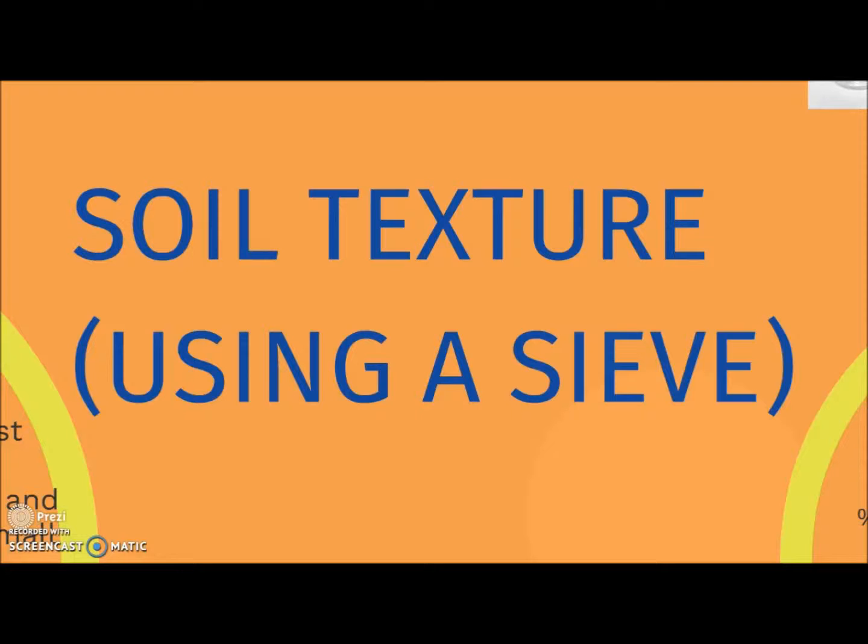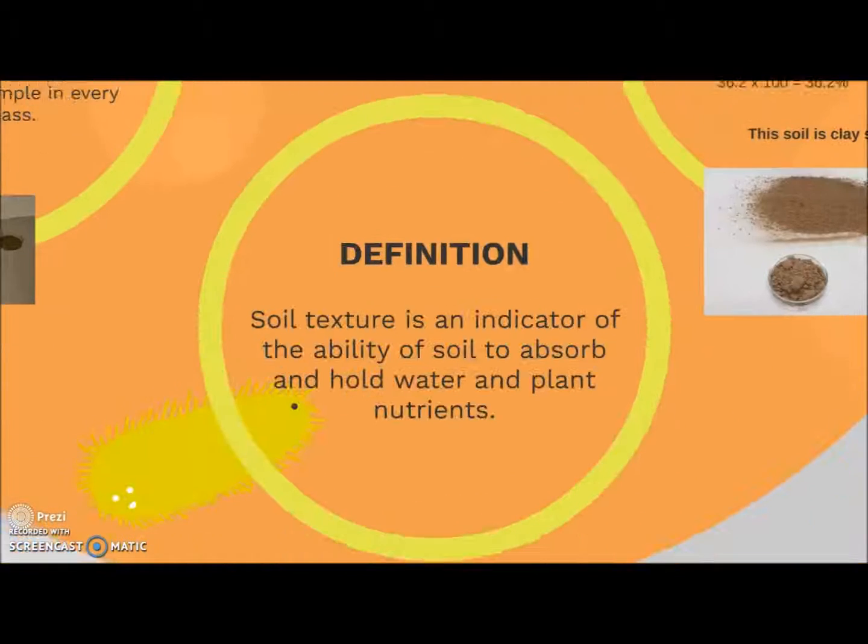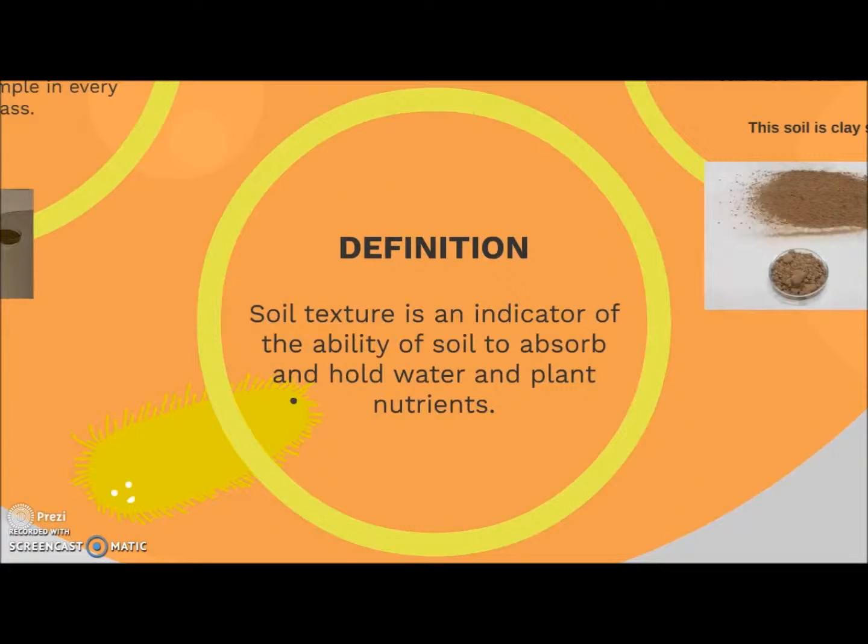Soil texture, using a sieve. Soil texture is an important indicator of the ability of soil to absorb and hold water and plant nutrients. This method consists of making a profile test using a soil sieve to separate out the different particles by their size.